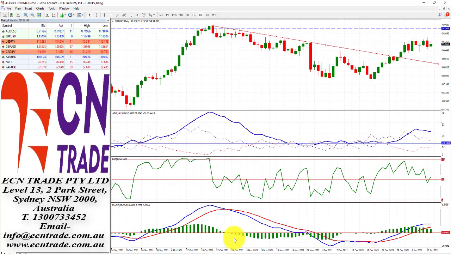This in turn has seen CAD yen also drop and post an outside range day or an engulfing candle, which now awaits confirmation. If we can see CAD yen close under the level of 90.80, then this should reinstate the downside and look towards the region of around 89.60 to 89.80.